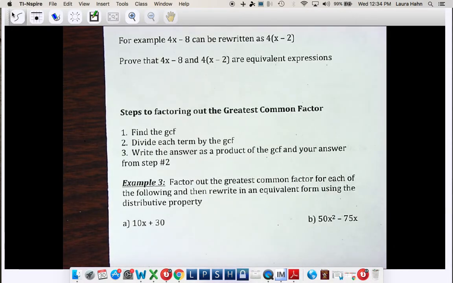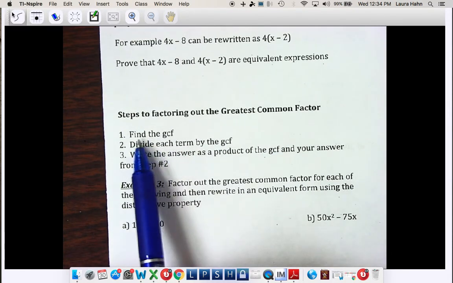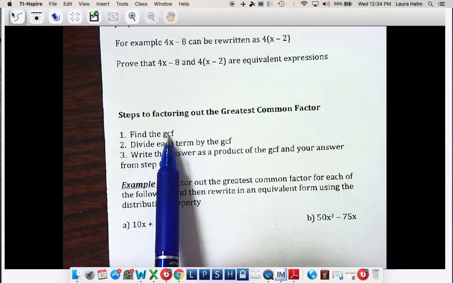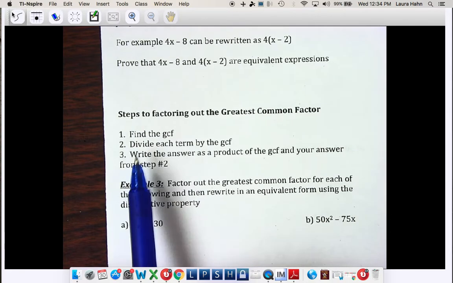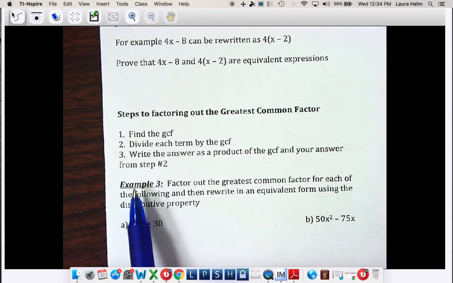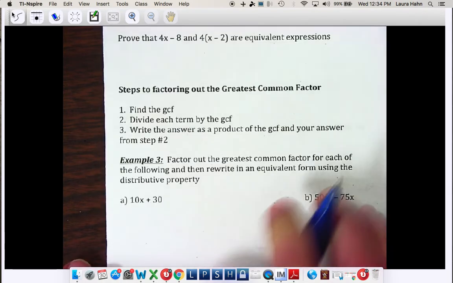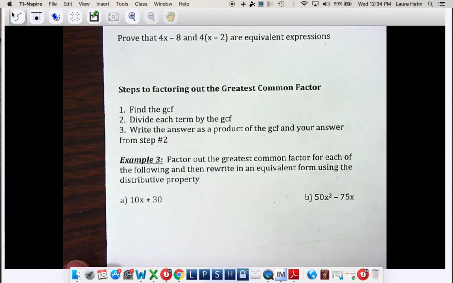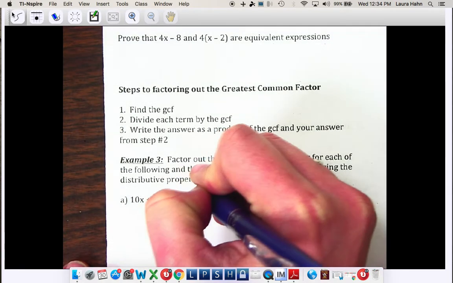Now we're going to work on factoring out the greatest common factor. So we're going to find the greatest common factor, and then we're going to pull it out. Okay, so steps to factoring out the greatest common factor. Find the GCF first, what we've been doing. Then divide each term by the GCF. All right, so first of all, on A, let's just jump right into it. Let's find that greatest common factor first.